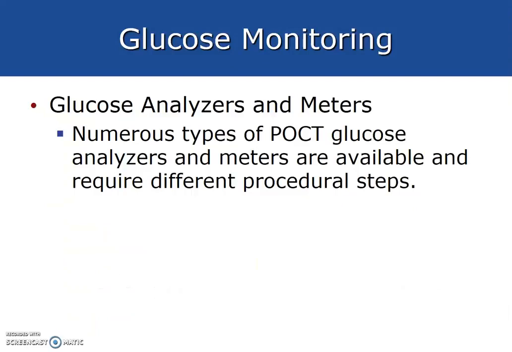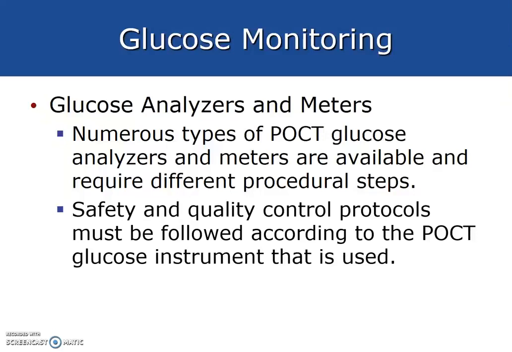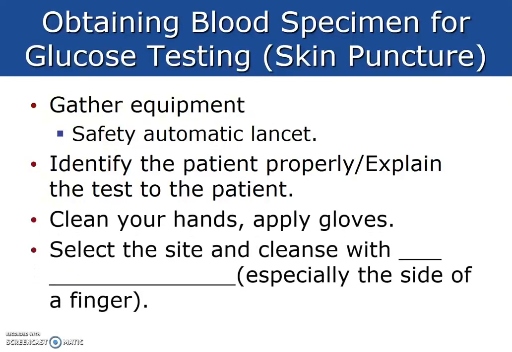Glucose analyzers and meters, there's numerous and different types. We utilize 2 different versions in our lab. Safety and quality control procedures must be followed according to point-of-care glucose instruments. We will run quality controls on all our specimens with a new test strip package, or if it's done at the first of the month. Also, our glucose meters in the hospital run a quality control every 24 hours.